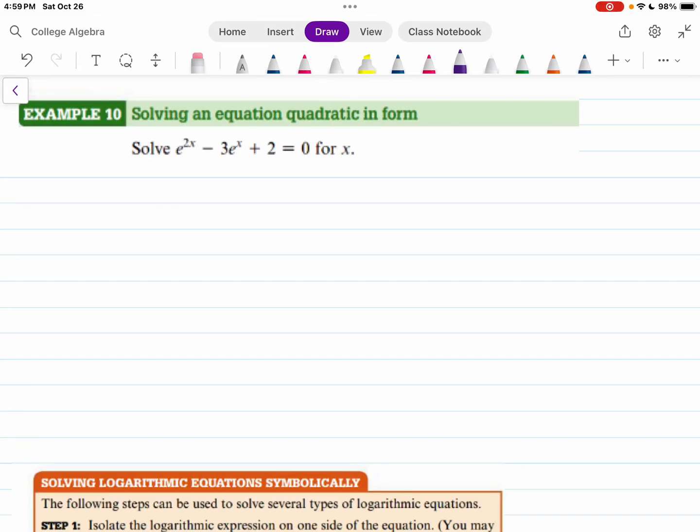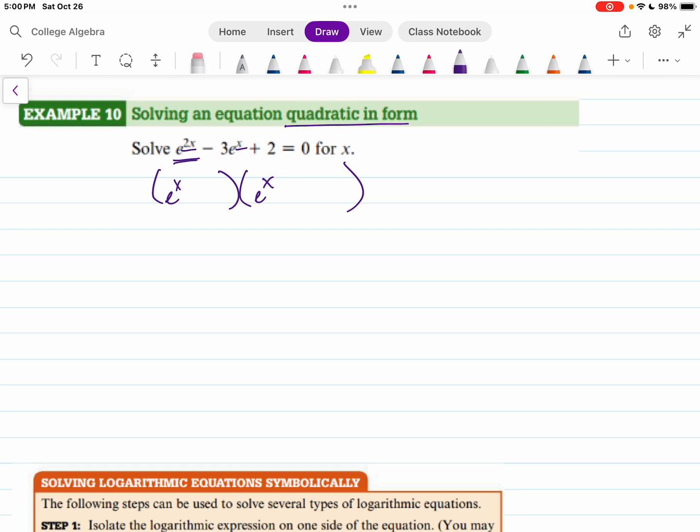All right, so in this problem, we're going to solve for x, and they want us to solve it using the quadratic form. If we have e to the x in the middle, and the first one is e to the 2x, then this is technically a quadratic function. And so this could be factored with e to the x and e to the x, because e to the x times e to the x is e to the 2x.